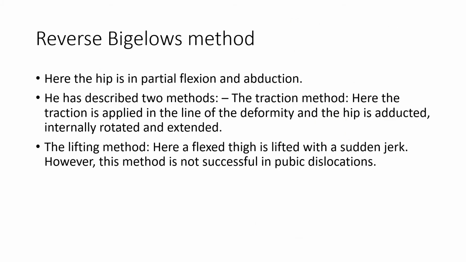Then there is the reverse Bigelow's method. Here the hip is in partial flexion and abduction. He has described two methods. The traction method: here the traction is applied in the line of the deformity and the hip is adducted, internally rotated and extended. He also described the lifting method. Here a flexed thigh is lifted with a sudden jerk. However, this method is not successful in pubic dislocation.